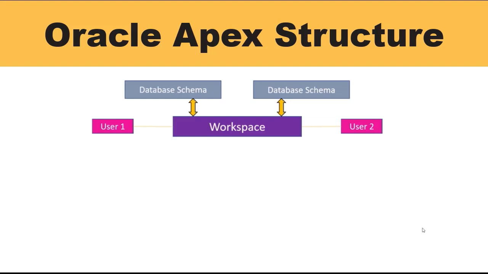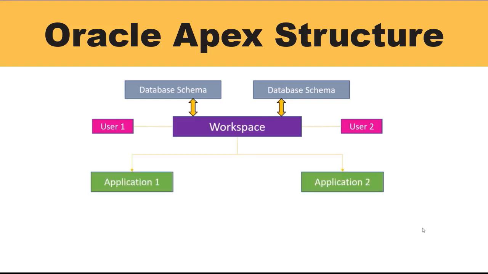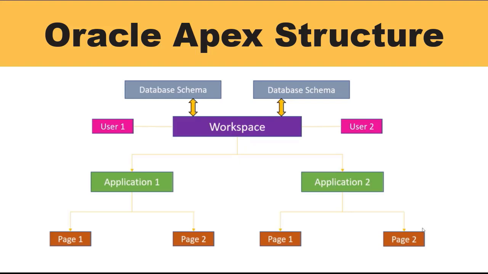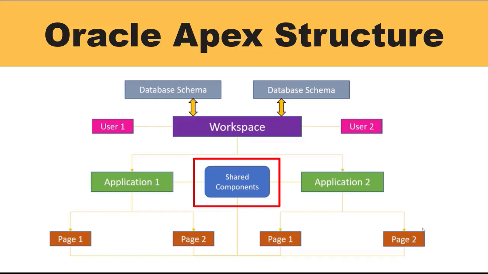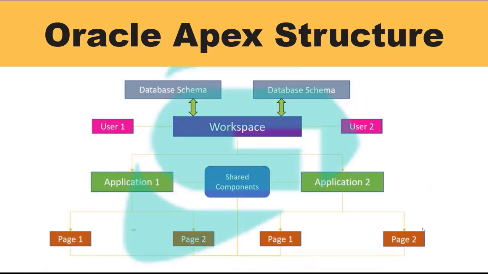Now, coming to the design part, a workspace can be divided into applications, and each application can be divided into various features of the page that can be represented as a web page. All these things are interlinked to one component called shared components. The shared components include security, plugins, themes, templates, and various lists of values that can be added as a common feature. So this gives a brief overview of the Oracle Apex structure. This flowchart will be very useful for you, and you'll be able to connect easily once you are done with the practical part of Oracle Apex.